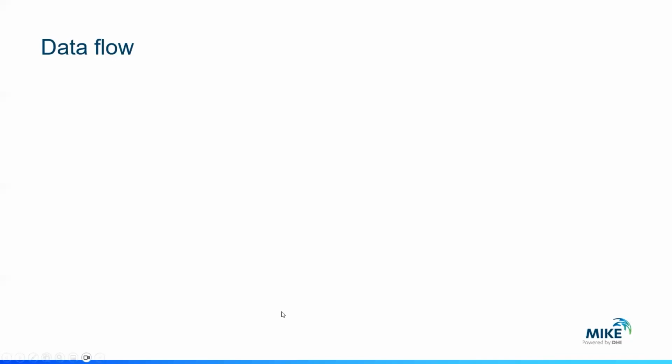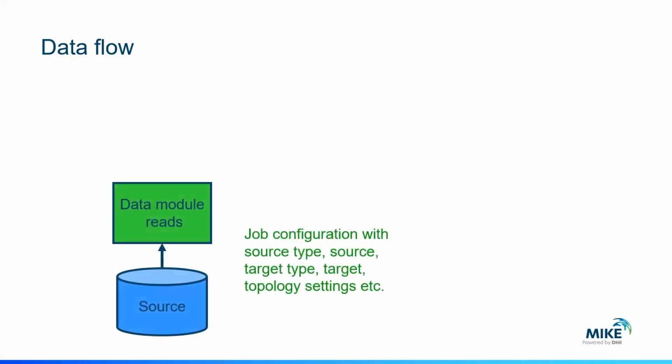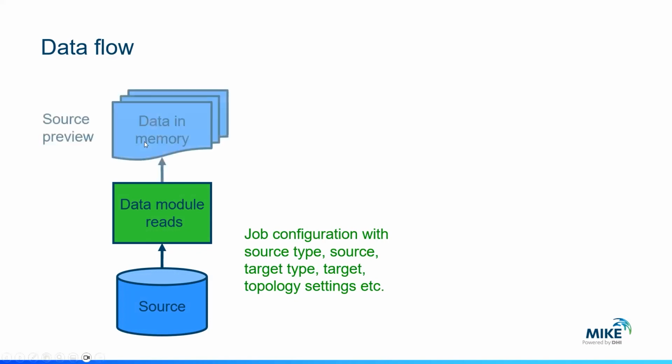Concepts and configuration details. The data flow has several steps. First of all, we pick some source type. In our case, it was the shapefile on the source, which was the specific directory. We also pick the target type, the target itself, and we define something like topology settings. And if our data module is capable of processing this information, it will present the data in memory, and we've seen this data in the source preview.